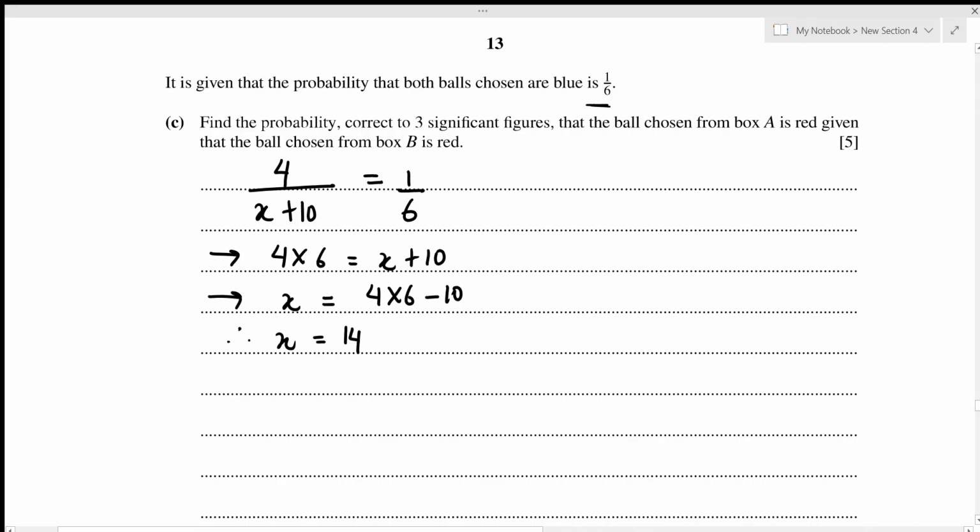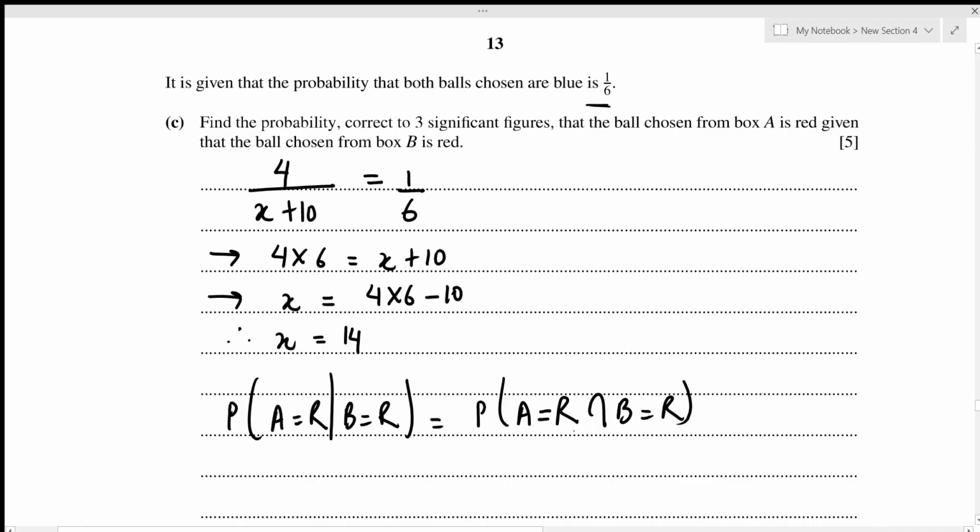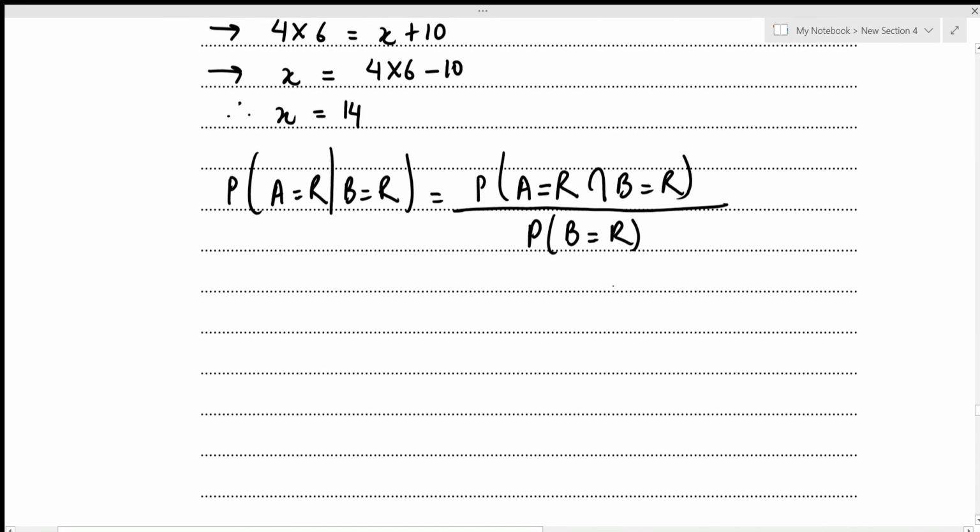Alright, now we need to find the probability, correct to three significant figures, that the ball chosen from box A is red. So the ball chosen from A is red, given that the ball chosen from B is again red. So using the formula for Bayes' theorem, this is just going to be the ball chosen from box A is red and the ball chosen from box B is red, divided by the probability that the ball chosen from box B is red. Okay, this is going to be a little lengthy. Let's first figure out the value for the denominator.